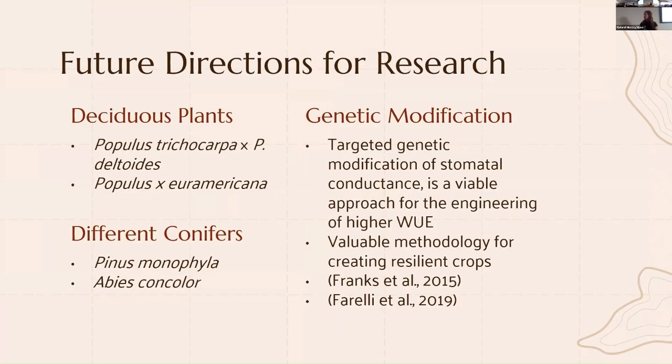And what does that look like? So as I stated, we need more species, whether that's different conifers or deciduous plants. We think that deciduous plants might give us a better signal of seasonality, a shorter response time to CO2, so we might be able to pick up higher plasticity or more changes, or simply more conifers with easier geometry, like Pinus monophylla, Pinus edulis, or Abies concolor. And new, really novel studies are coming out with genetic modification, targeting stomatal conductance for higher water use efficiencies. So I think this could be a really incredible and valuable methodology for resilient crops.